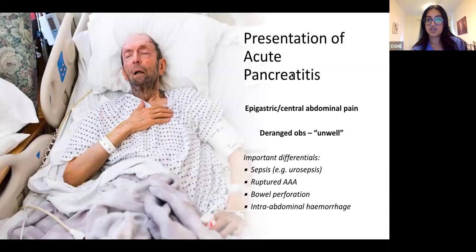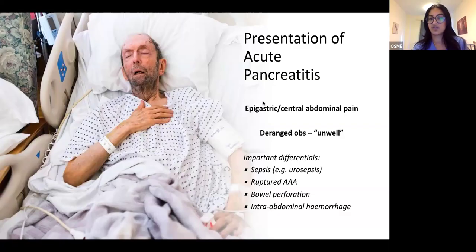And the presentation of acute pancreatitis is epigastric or central abdominal pain. They would be very unwell, and they might also present with vomiting. But it's quite a general, generic presentation. So you can't, based on the tummy pain and the vomiting, just say they have pancreatitis. So you need to keep a broad range of differentials in mind.